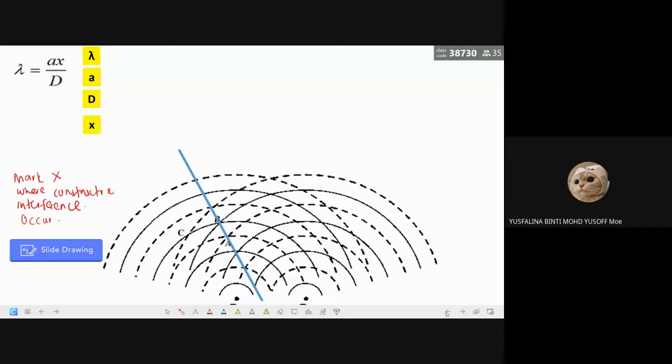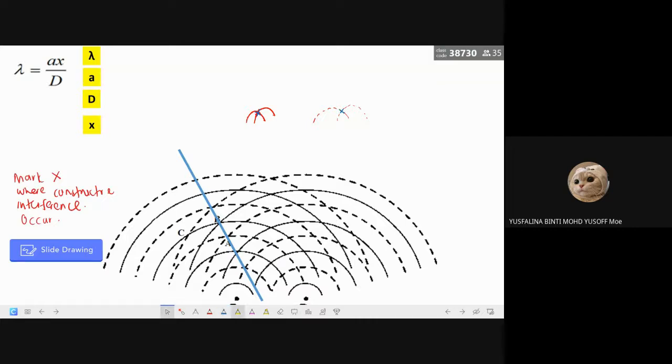Actually, constructive interference is where the crest meets with the crest. So this is the constructive interference. This one is also constructive interference, where the trough meets with the trough here. And this one is also constructive interference, where they overlap.